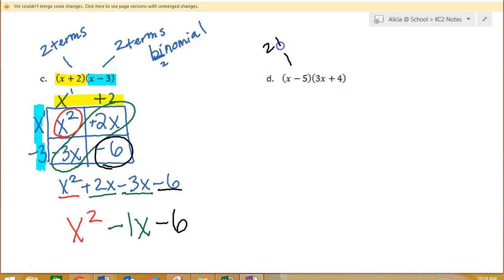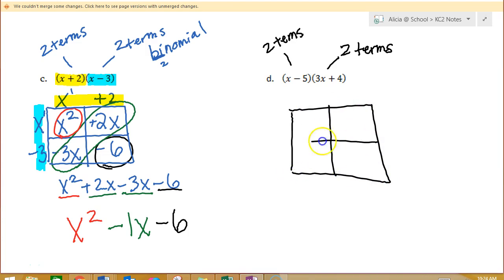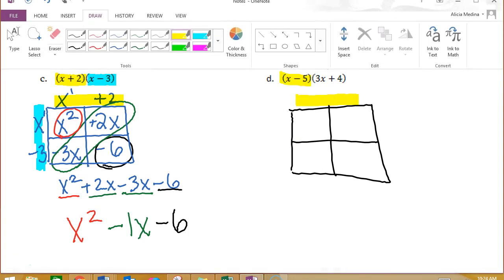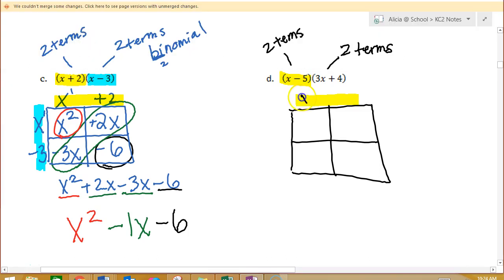All right, I have two terms here. So I have a binomial. And then here I have also two terms. Binomial times a binomial. So I'm going to have a 2 by 2. Again, I cannot split up those binomials. So this x minus 5 has to be on one side. Again, you could have made it going up and down, does not matter, but they have to stay together.